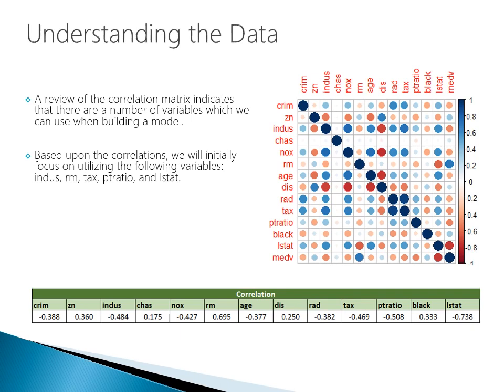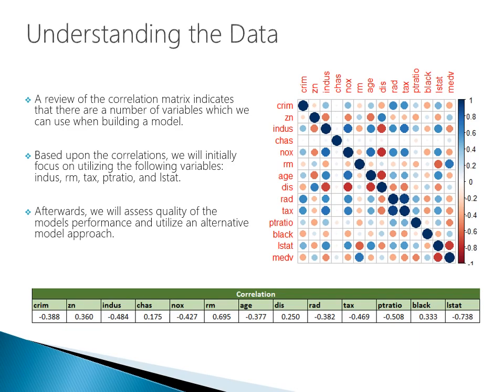Now there are many other techniques that we can use, but I want to show how we can go about just building an initial model. Afterwards, we're going to assess the quality of this model's approach, and then we're going to utilize an alternative modeling approach. So, is using correlation the right way to build a model or not? Can we come up with something better? I don't know. I guess we'll see.